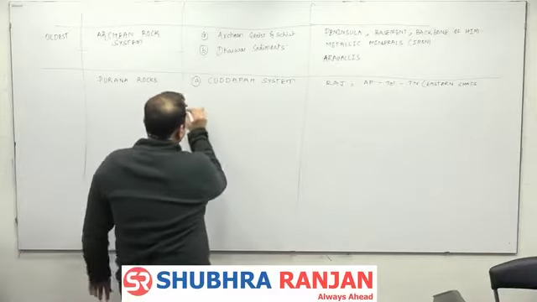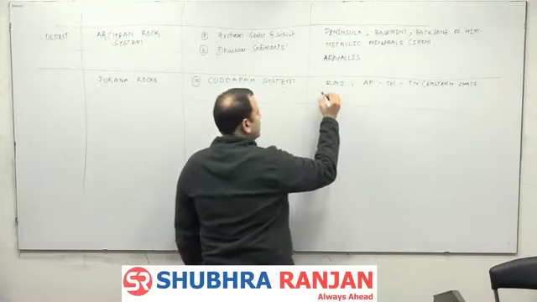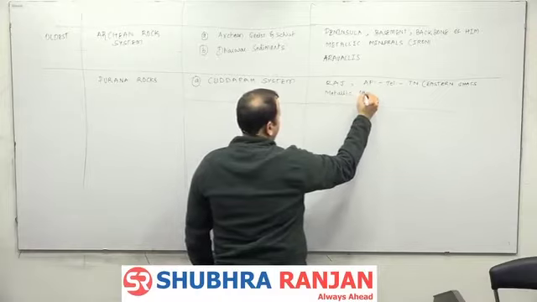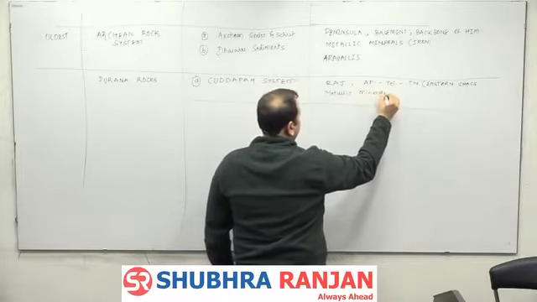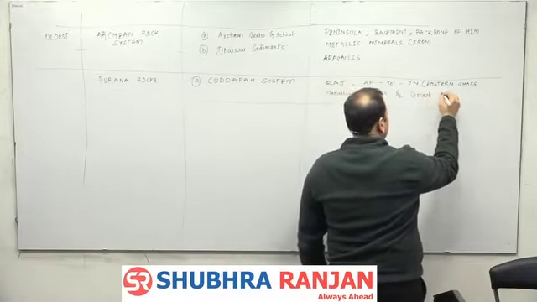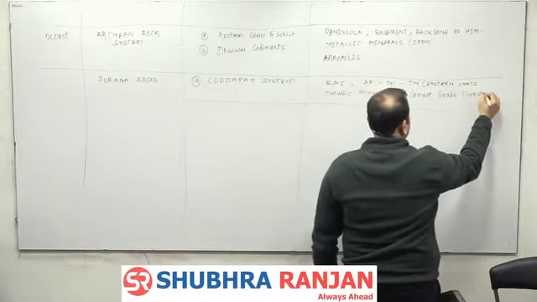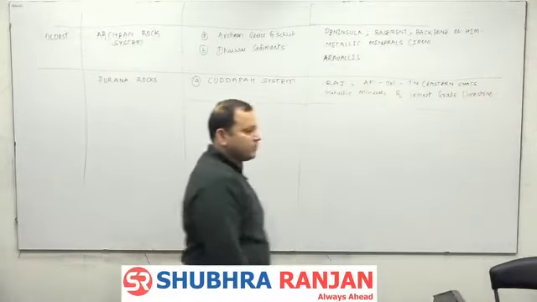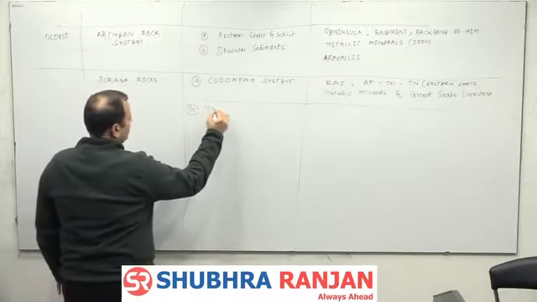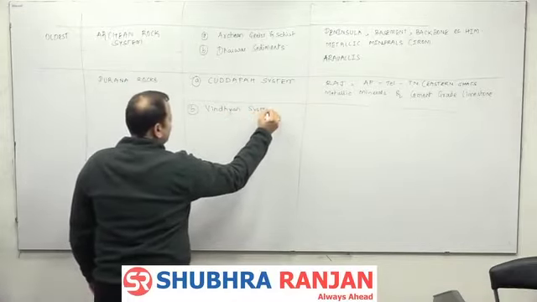What is the economic importance? This rock system is again a source of the metallic minerals as well as cement grade limestone. And to some extent some marble also. Cement grade limestone generally will come from marble. And then we have the Vindhyan system. The Vindhyas and Satpuras were formed.